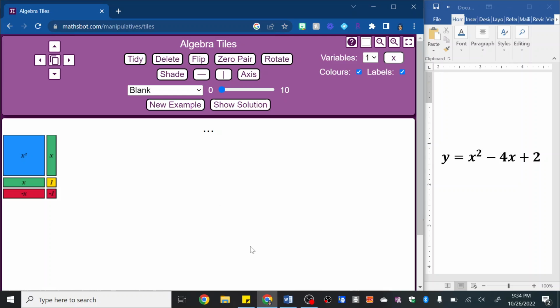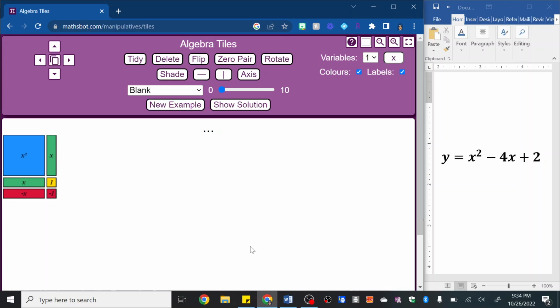Let's take a look at how to complete the square using algebra tiles. Now, algebra tiles are a great way to visualize completing the square and to actually complete the square to turn standard form into vertex form. So let's take a look. The quadratic relation that I have on the right there, y equals x squared minus 4x plus 2, let's complete the square for that particular standard form.